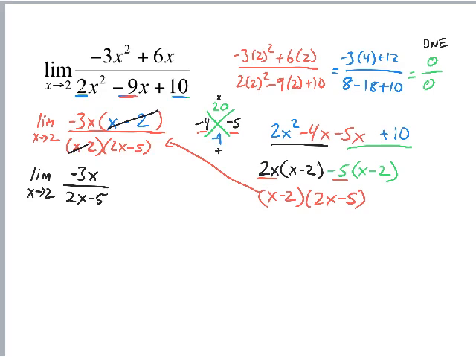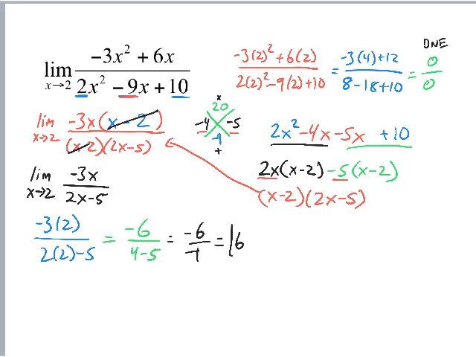Now, what we're going to do is simply plug in 2, like we did right here. See how we plugged in 2 here? Now watch what happens when I plug in 2 now. It's kind of cool. I plug in 2, so I now have negative 3 times 2 over 2 times 2 minus 5. And watch what happens. I now have negative 6 over 4 minus 5, which becomes negative 6 over negative 1, which becomes 6. So guess what? My answer is 6. The limit as x approaches 2 of this is actually approaching 6.